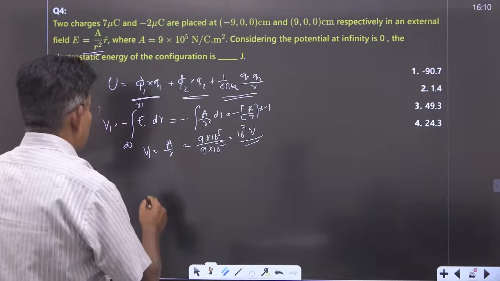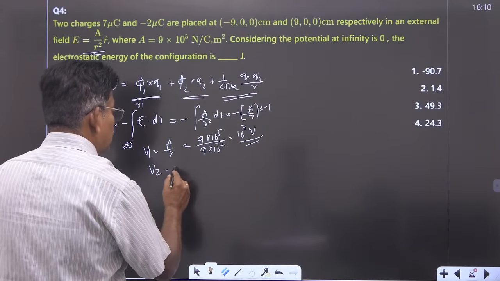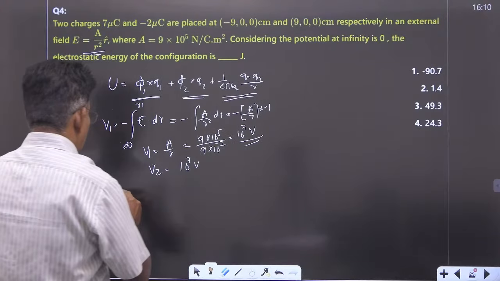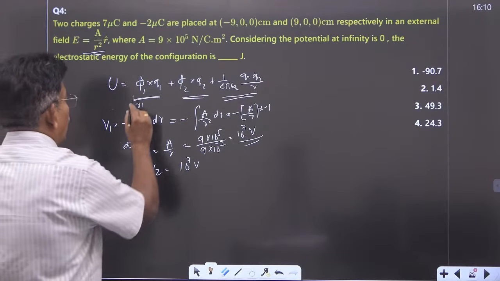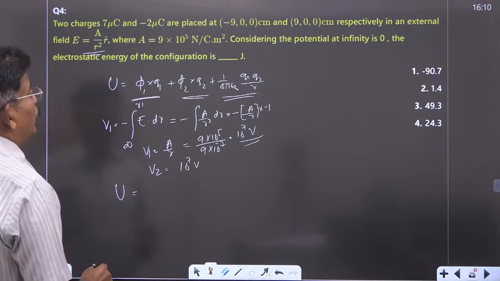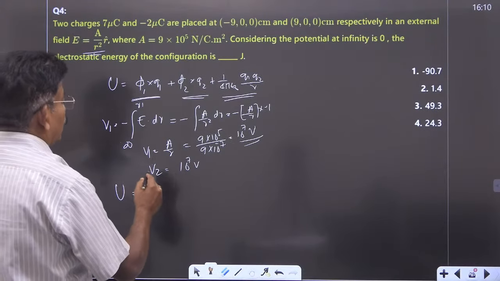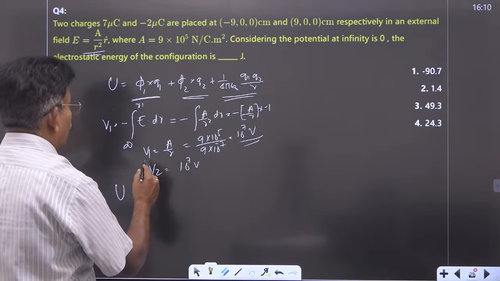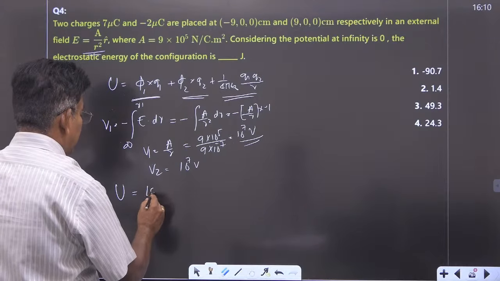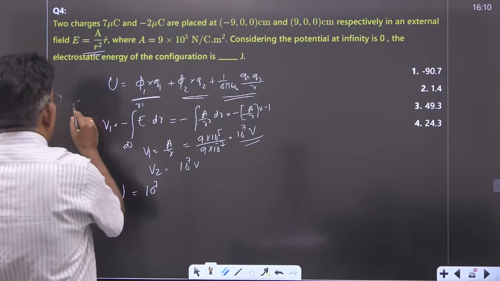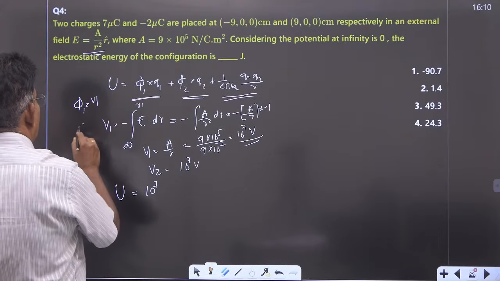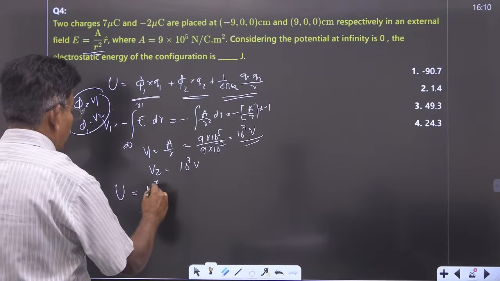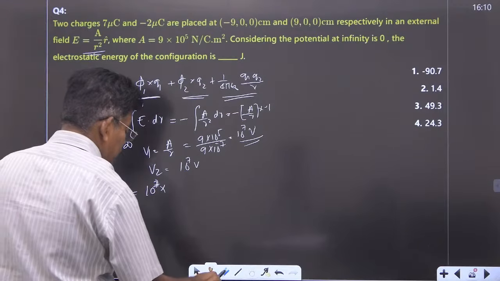Correct? Similarly, potential at the position V2 is also 10 to the power of 7 volt. Now, I'm going to write the potential energy. Phi1 into Q1. Phi1 is how much? Phi1 potential, I mean V1 or phi1, whatever you write. V1 is 10 to the power of 7. Phi1 is V1, phi2 is V2, don't be confused. 10 to the power of 7 into, what is the charge we have kept there?